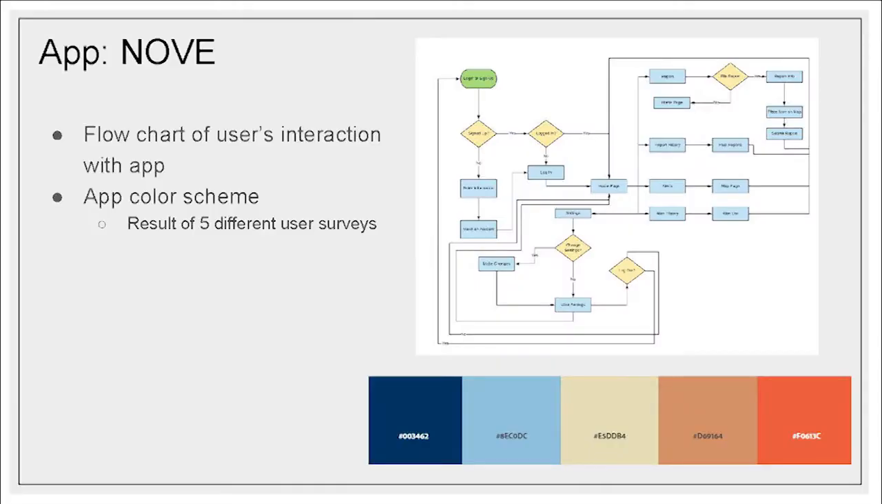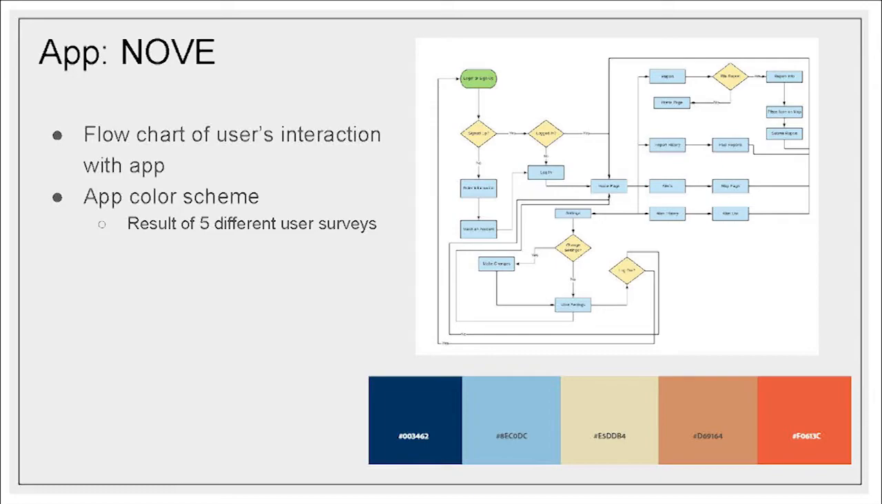The flowchart in the top right corner shows the user's options throughout interacting with the app. It was designed with collaboration between both visualization and computer science members. The user has the option to make a report, view past reports, view reports on the map, and more.